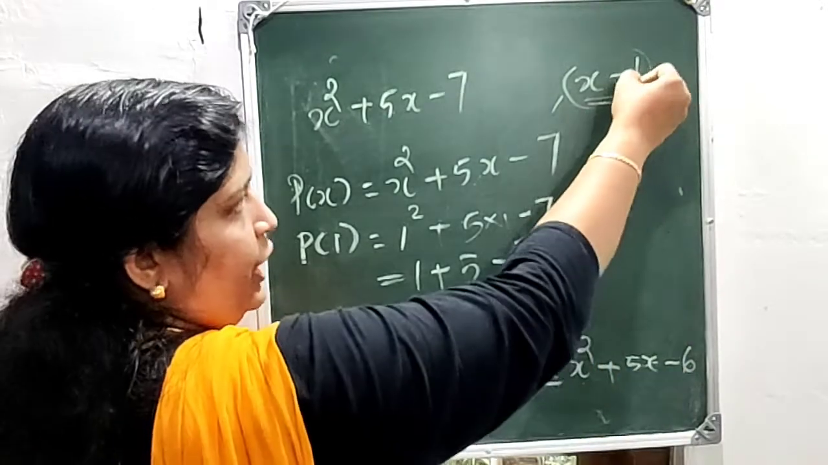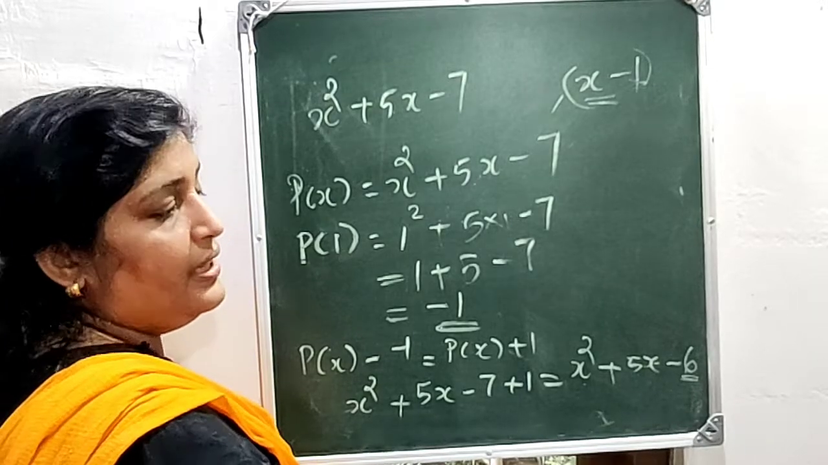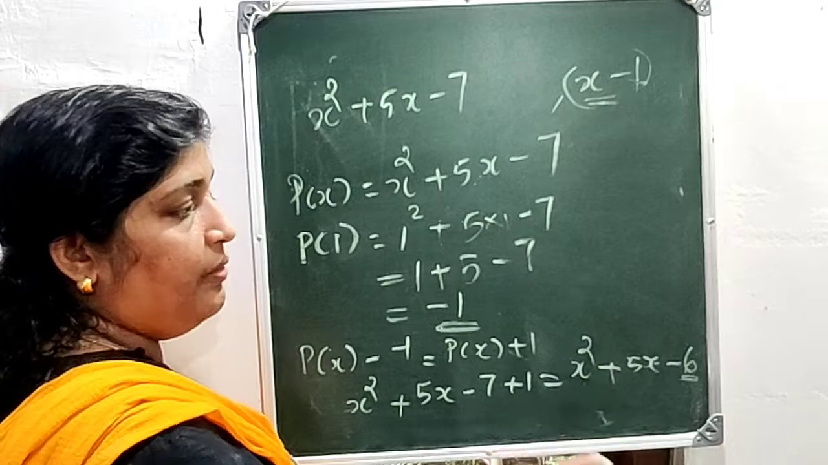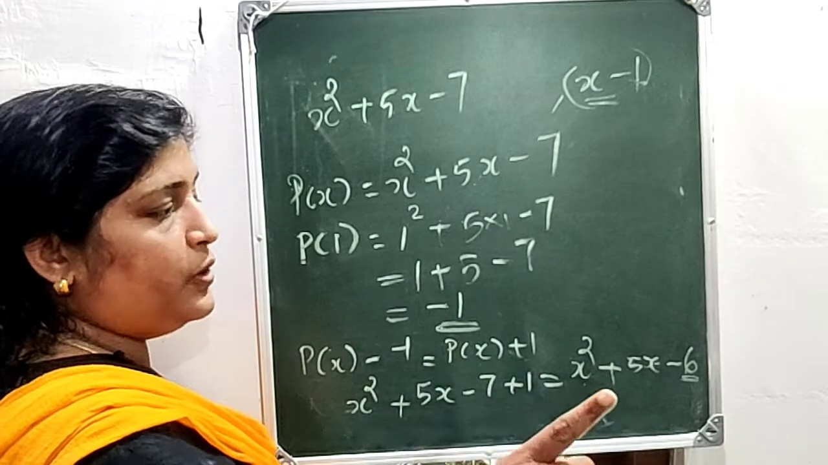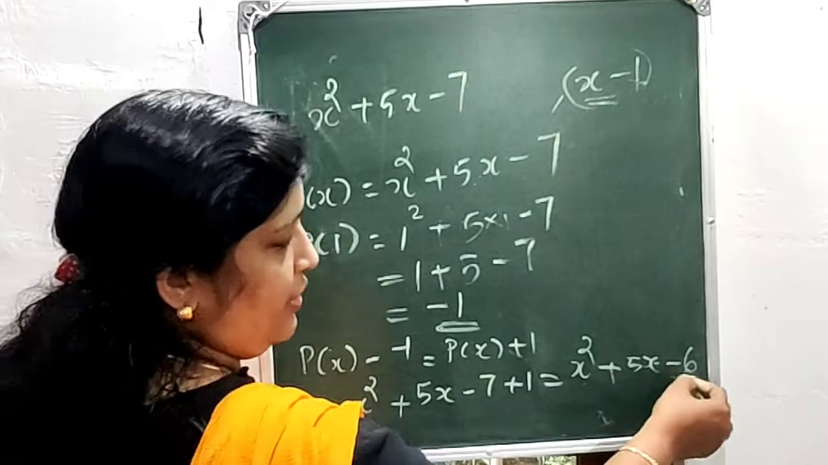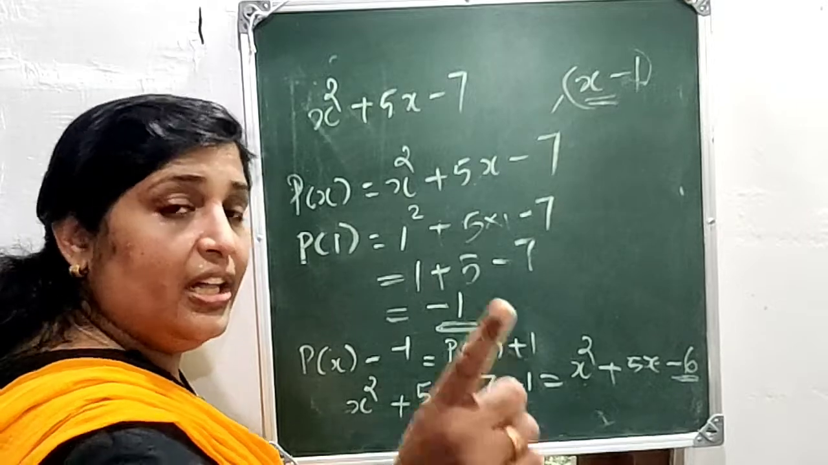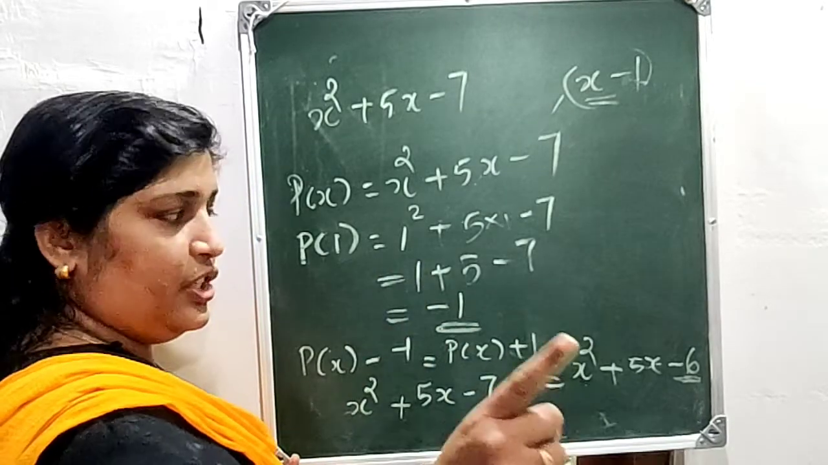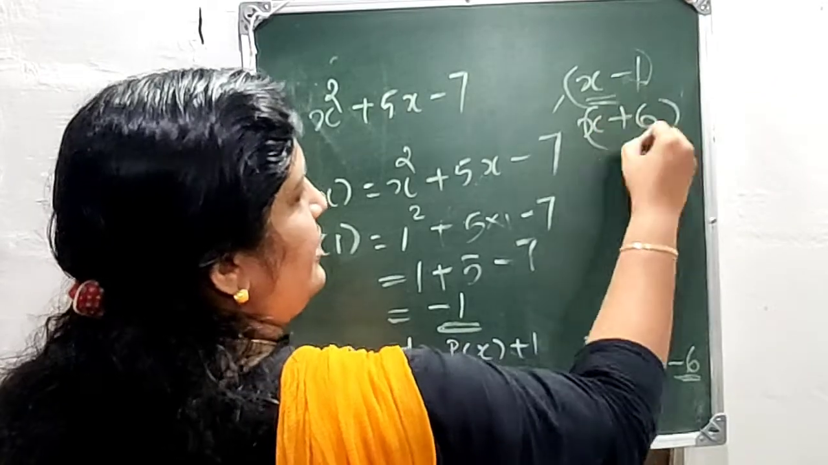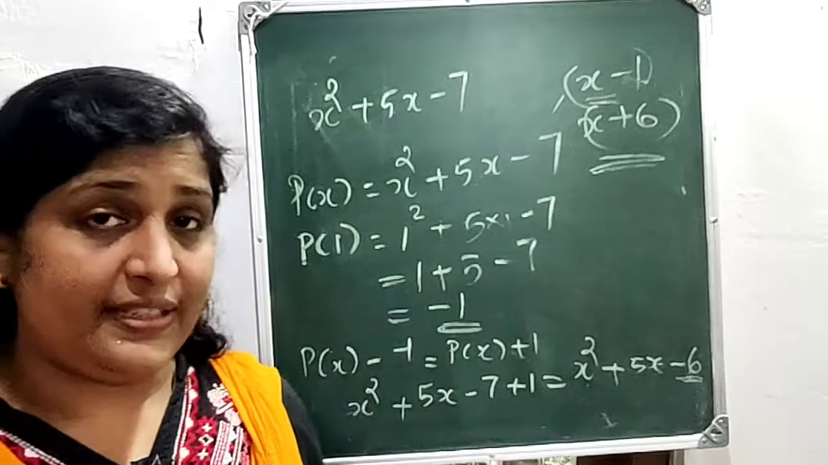Okay, 1 into which number is equal to negative 6? Yes, that is x plus 6. One number is positive and another number is negative, then only we get the product equal to negative 6. 1 and which number is negative 6? 1 and negative 6 is negative 6. So, the second factor is equal to x plus 6. Okay, second factor is equal to x plus 6.